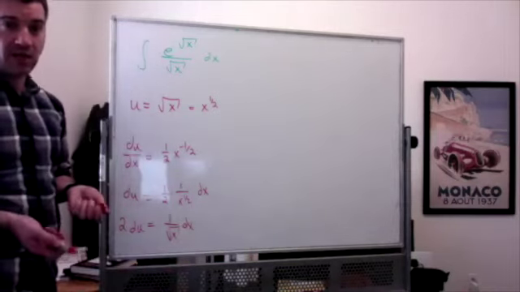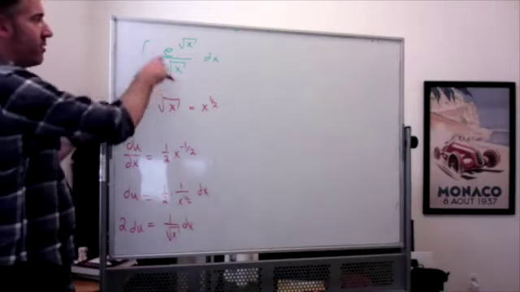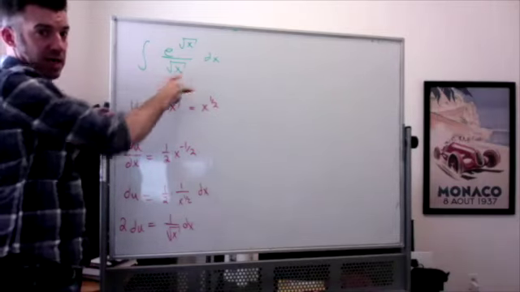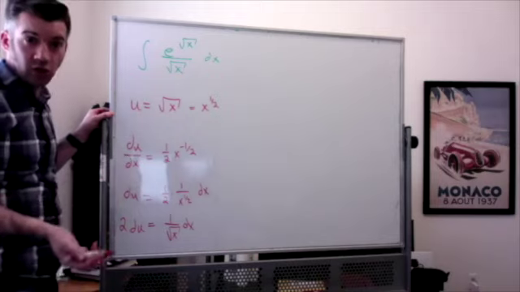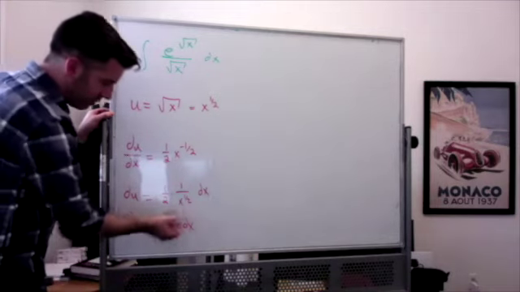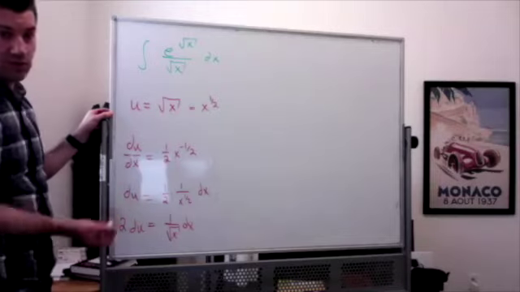And now it might be easier for you to see, oh yeah, look, I have a 1 over the square root of x times dx. So this is a good choice because we can replace this with a du or a 2 du.